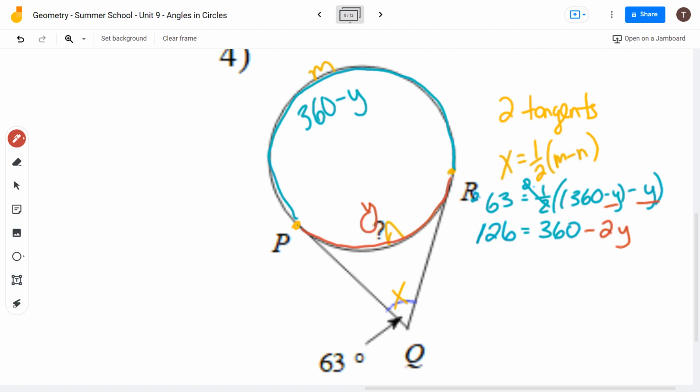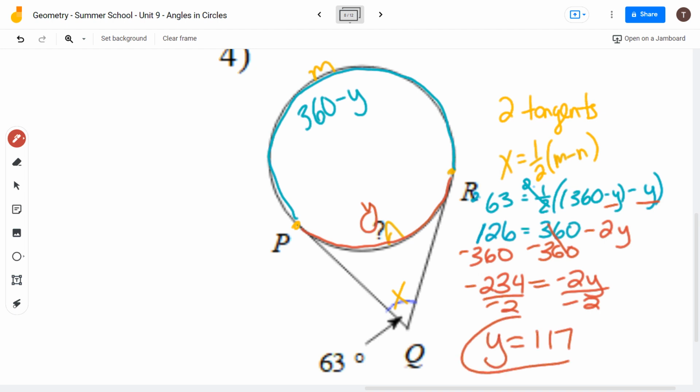So what I'm going to do now is solve this equation. So I'm going to subtract 360 from both sides. So 126 minus 360 equals negative 234 equals negative 2y. So I divide by negative 2, and I would get y equals 117. Now, I know that that's kind of tricky. These are probably going to be some of the harder problems that we do.